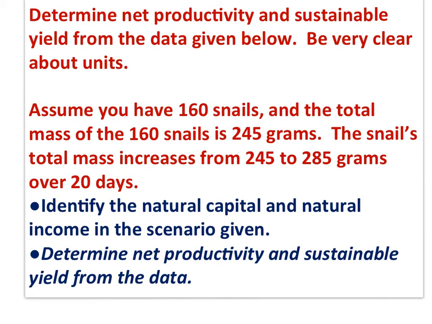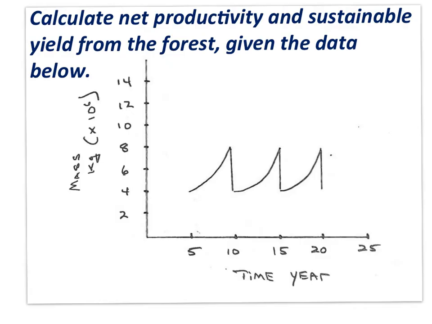The growth of the snail population is 40 grams over 20 days. This is the net productivity and it is the sustainable yield. 40 grams over 20 days is the same as 2 grams per day. The population of snails is your natural capital, and the harvest of snails, 2 grams per day, is the natural income as a good.